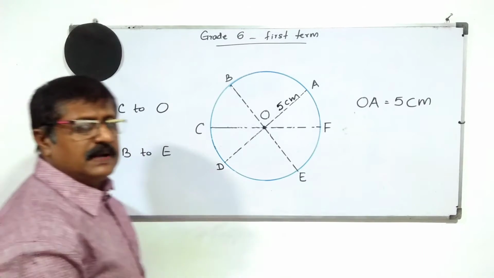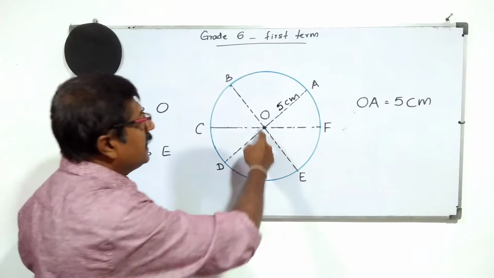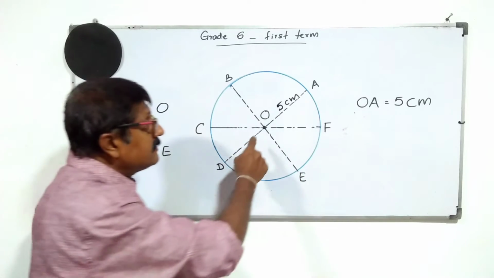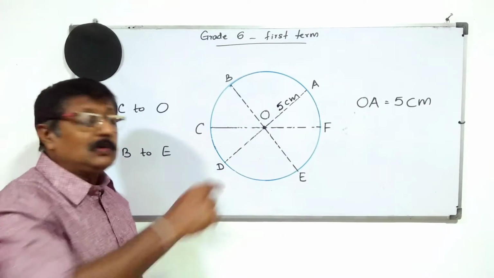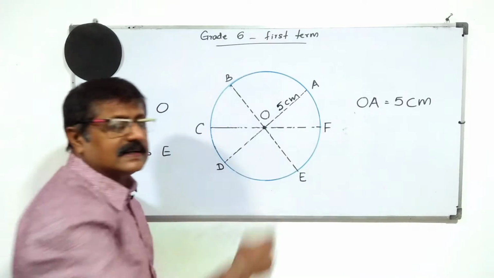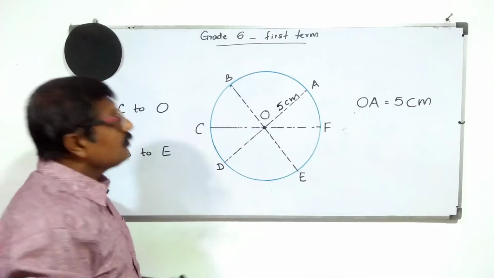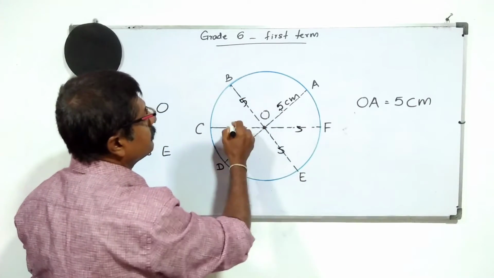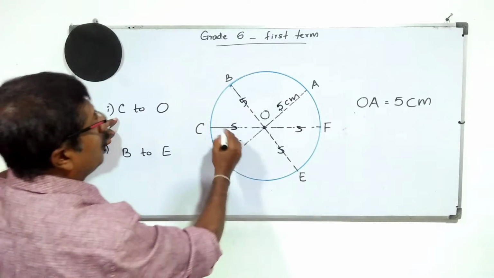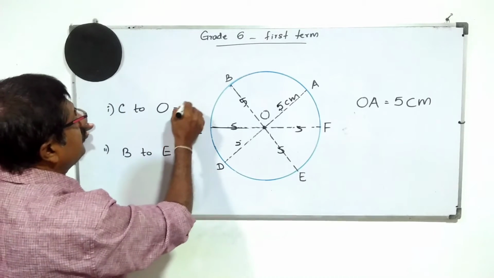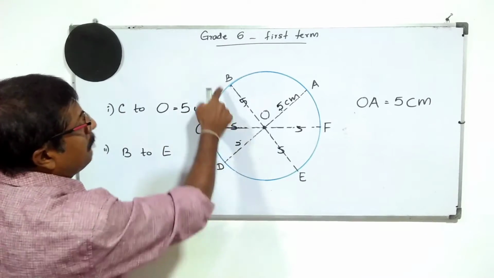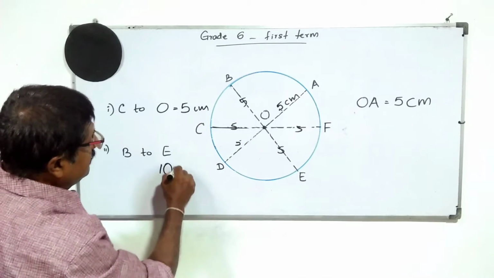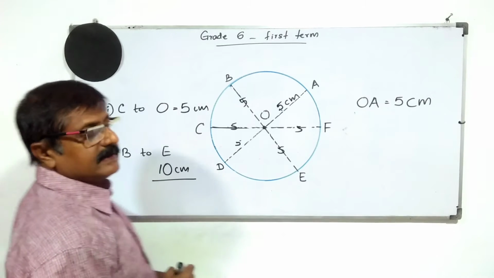Alright. Now what is the main fact that we have to consider? All these lines pass through one common point, and the distance from this point to any point on the circle is always the same. So if this is 5, these also are 5 cm. Then C to O, that also is 5 cm. Then B to E, 5 and 5, that is 10 cm. Right.